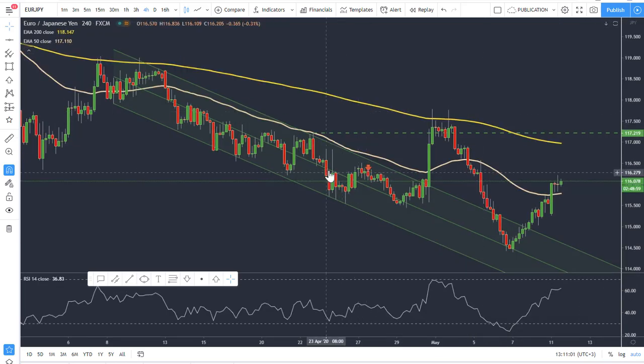Euro Japanese yen, this was the original post. It's very similar to Swiss franc Japanese yen. We reached the exponential moving average, produced a new lower low, and it seems like the pair is getting ready once again to move down.